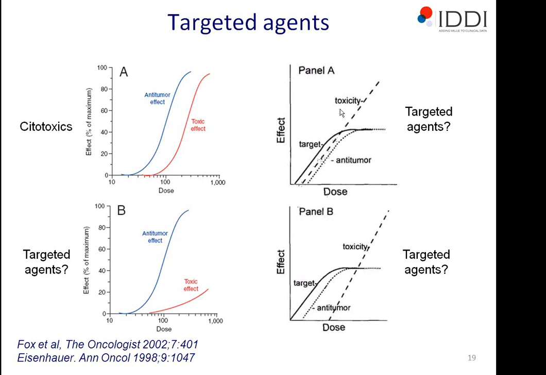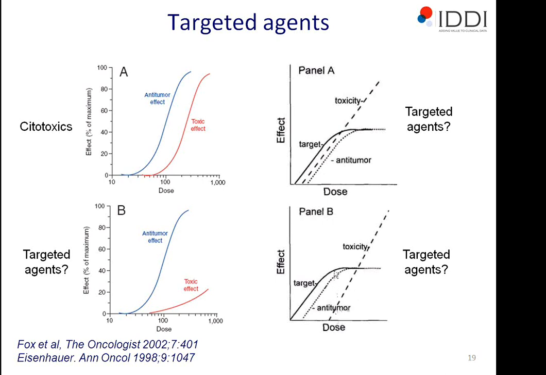On the right-hand side, in the top panel, we see a situation where the agent will hit the target in a saturable way, such that both target saturation and anti-tumor effect have a shoulder in the curve, whereas toxicity may not have the same shoulder, and in this relatively unfavorable situation, the curves are really near, and toxicity might preclude anti-tumor activity.